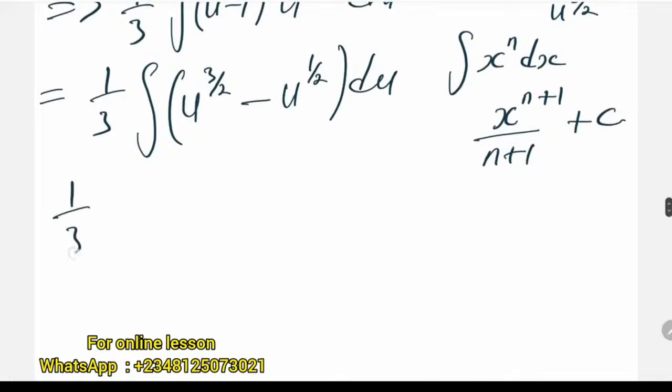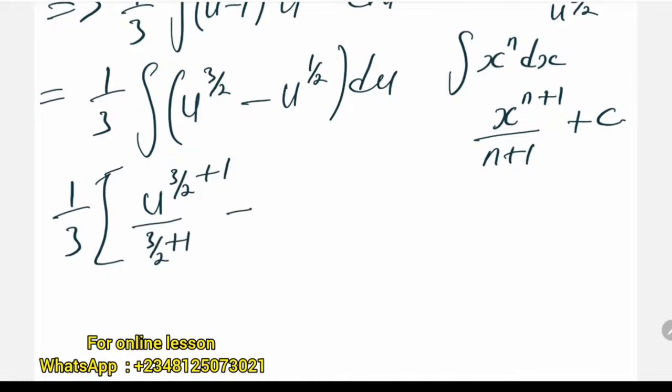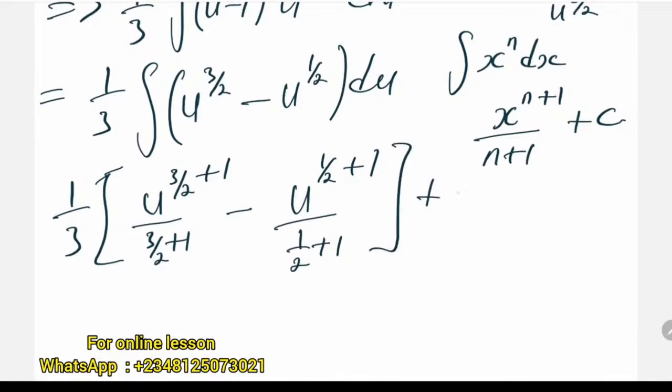We have 1 over 3. Then the first u here, remember this 1 over 3 is multiplying everything, we're going to put that big parenthesis. Here will give us u raised to power 3 over 2 plus 1 all over 3 over 2 plus 1. Then minus here we have u raised to power 1 over 2 plus 1 also over 1 over 2 plus 1. Okay, good. Well, we can add our c this way.